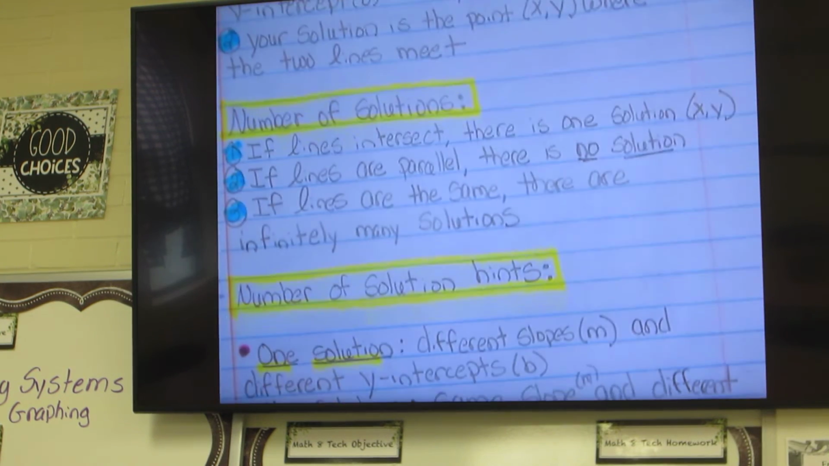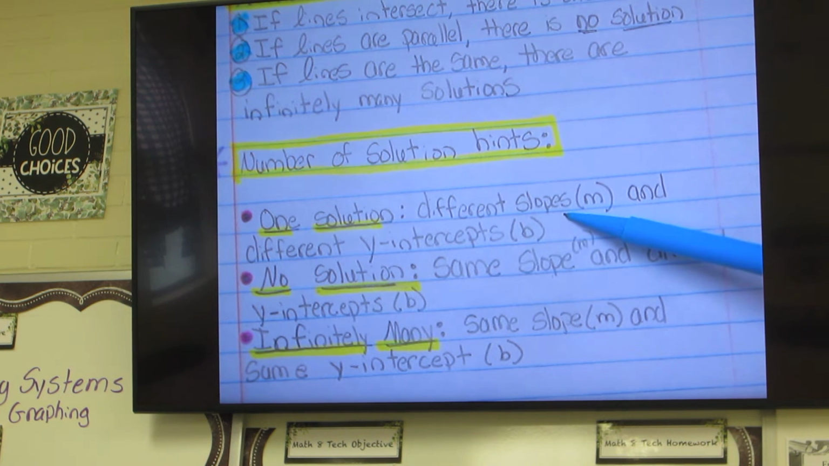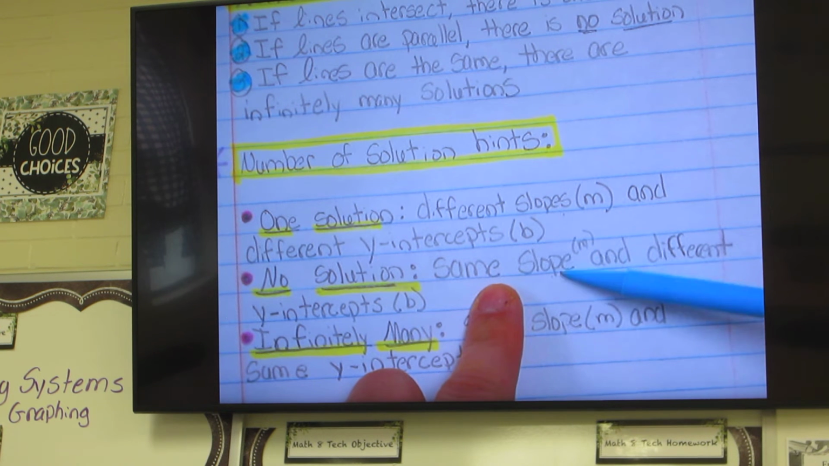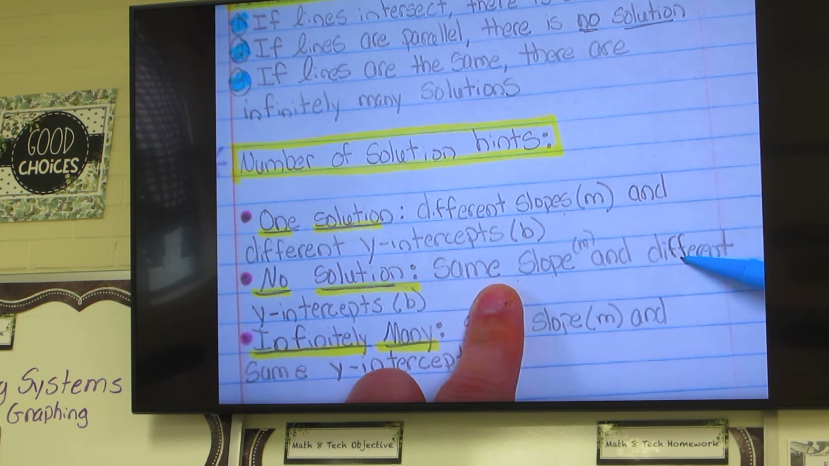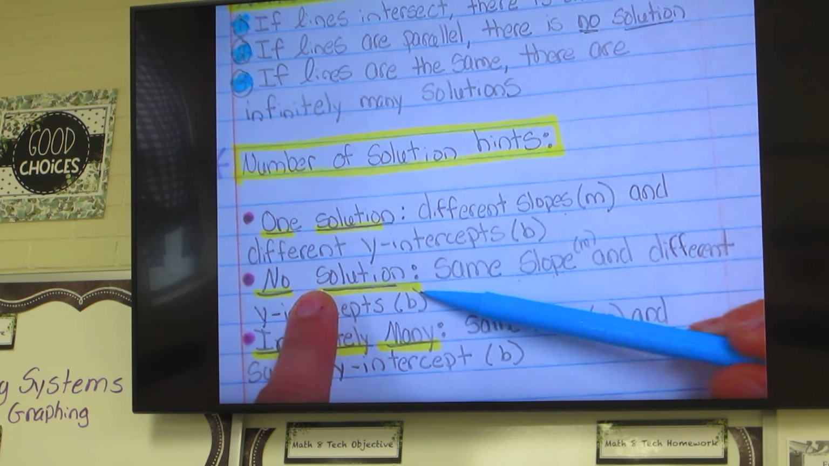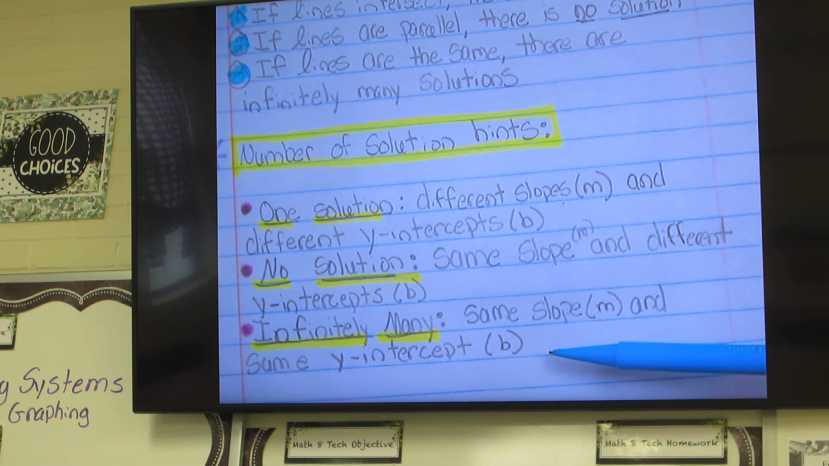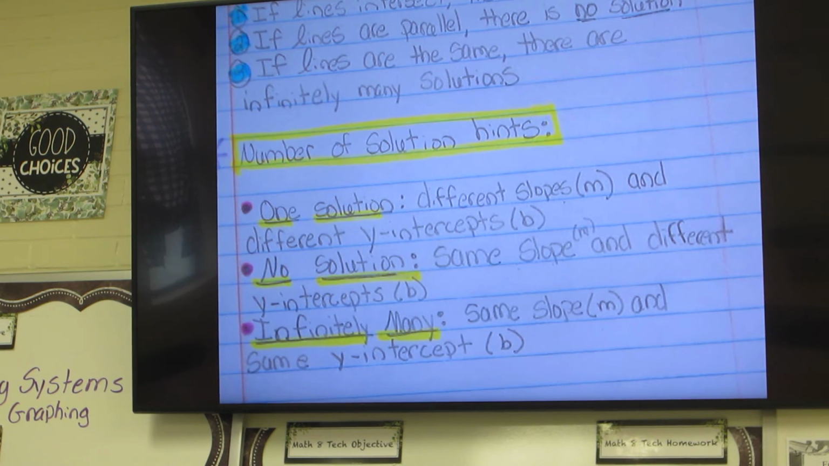I gave my students some hints of how to know these things before they even start graphing, substitution, or elimination. If you have different slopes, then you know you're going to have one solution, so go ahead and graph both lines and get the solution. However, if you have the same slope but different y-intercepts, the same slope indicates they're going to be parallel, and you're starting in different places because of different y-intercepts. So this is a pair of parallel lines, which means no solution. And of course, if you have the exact same slope and the exact same y-intercept, it's the exact same line, so you're going to have infinitely many. Feel free to pause or rewind, whatever you need to do on these notes.